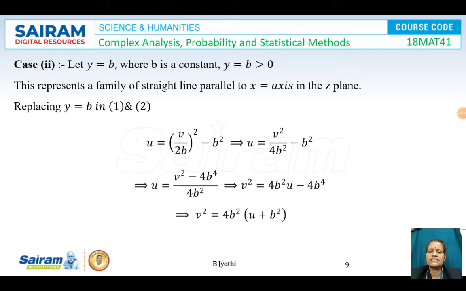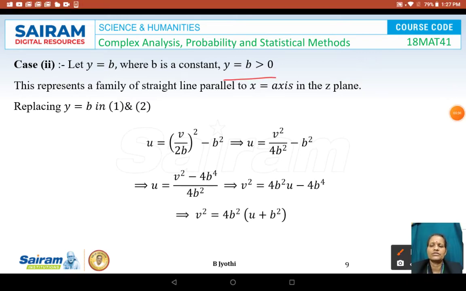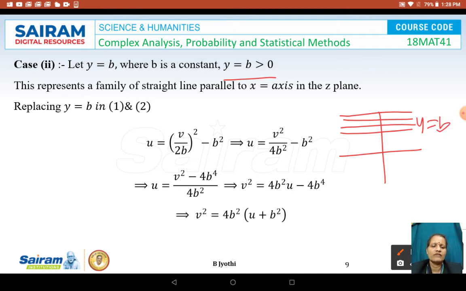Case 2. Let us take y is equal to b. Here also let us take b as positive. This represents a family of straight lines parallel to the x-axis. So parallel to the x-axis means this is the positive axis, and we will be taking y is equal to b in this one. If we take y is equal to minus b, we will also be getting the same set of parabolas.